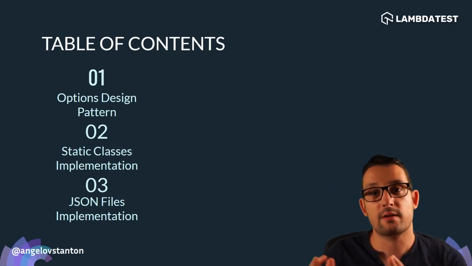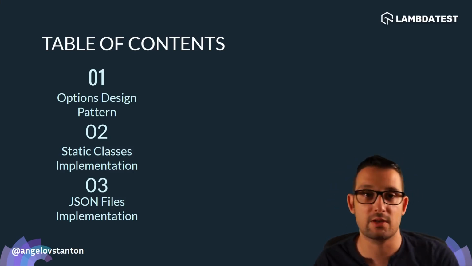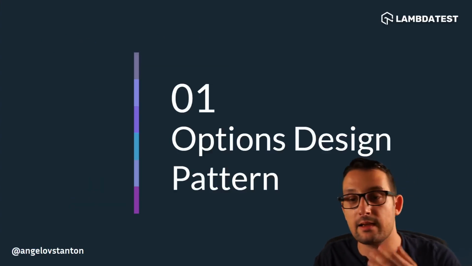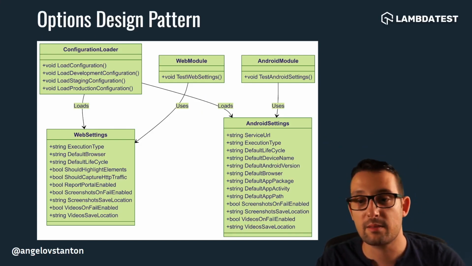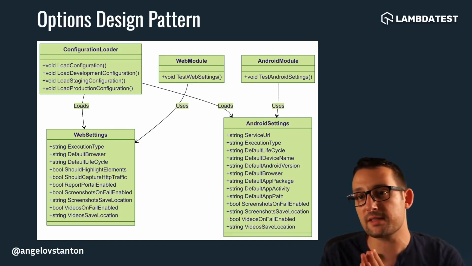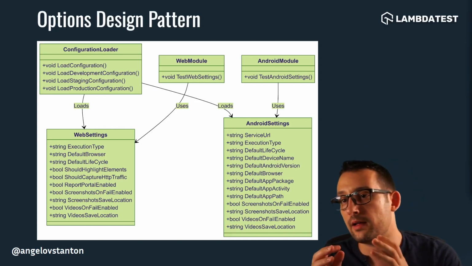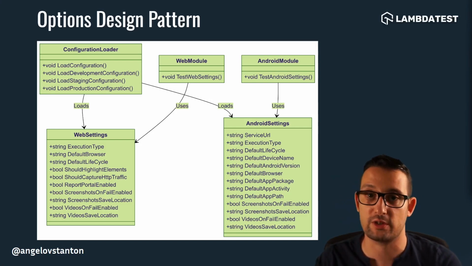But again, we're going to compare them in much more detail when you see the actual implementations of those two approaches. Now, let's see and talk about the options design pattern. Here is a sample diagram. The options design pattern is a creational design pattern and is used primarily to simplify the configuration of complex objects.